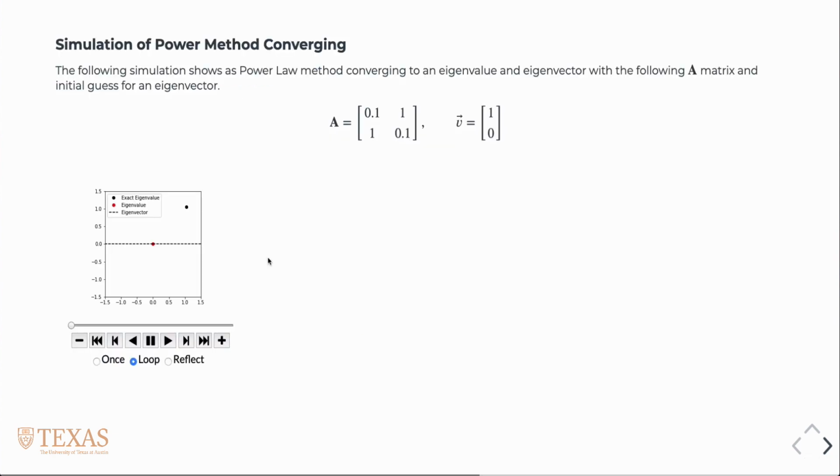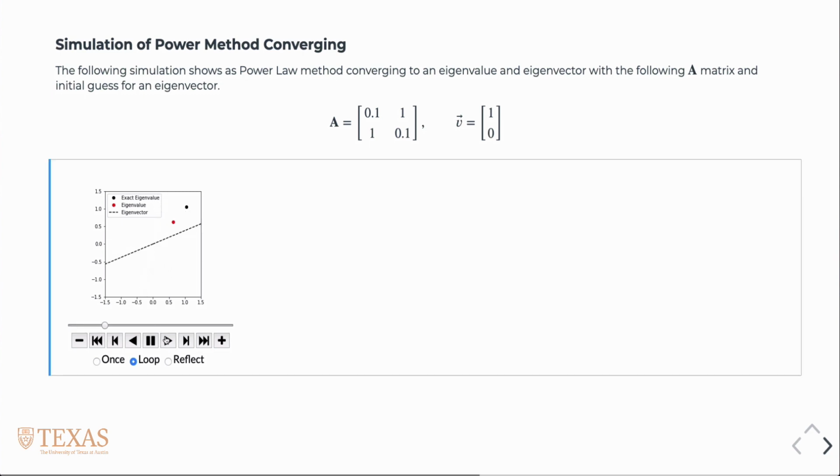So here's a simulation for this matrix in 2D with an initial vector guess of 1, 0. That's represented by this dashed line here. Our initial value of the eigenvalue will just initially be 0. The true value here is 1.1. So what we'll see when we play this is that the iteration proceeds through, and it does in fact converge. The eigenvalue is the red dot going through the loop. Each time it gets closer and closer to the exact value, as does the eigenvector converge to the true eigenvector.